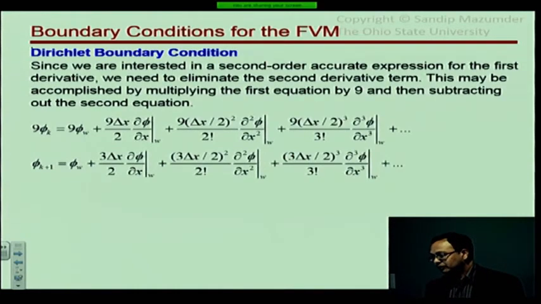We want to derive an expression for this guy. To derive an expression that is high order accurate, or second order accurate, I must cancel the second derivatives. If I don't cancel the second derivatives, I'm going to get only first order accuracy. That's why I'm multiplying the first equation by 9, so that this term here and that term there cancel out.